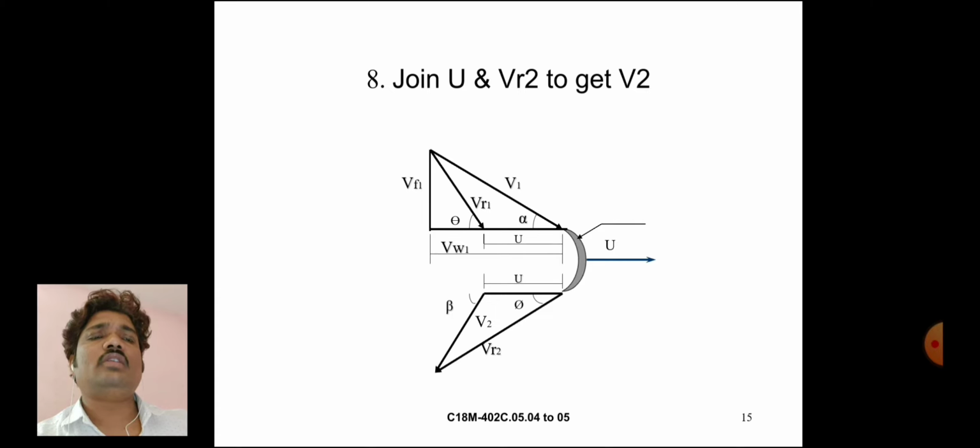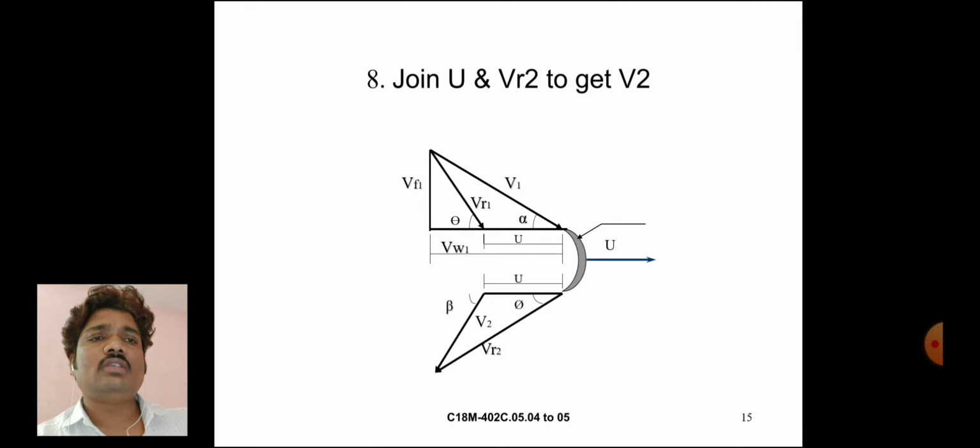Both are joined, blade velocity and steam outlet relative velocity, to get V2. Join u, meaning blade velocity, and VR2, meaning steam outlet relative velocity. Both are joined and you get V2, which means the steam outlet velocity. Draw this figure.